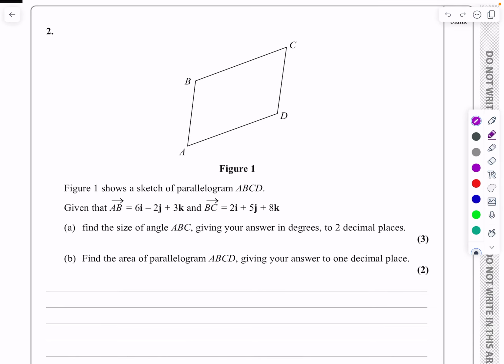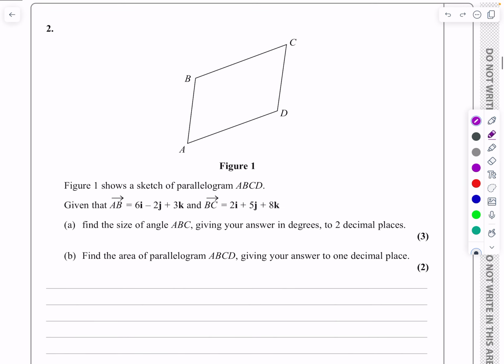Okay, this is the P4 paper from January 2021. It's question number 4. Clearly we can see this is a vectors question. Let's have a look at it. It says we've got vector AB in that direction there and vector BC in this direction here. The direction is going to be important in a minute. And it says for part A, can we find the size of the angle ABC?